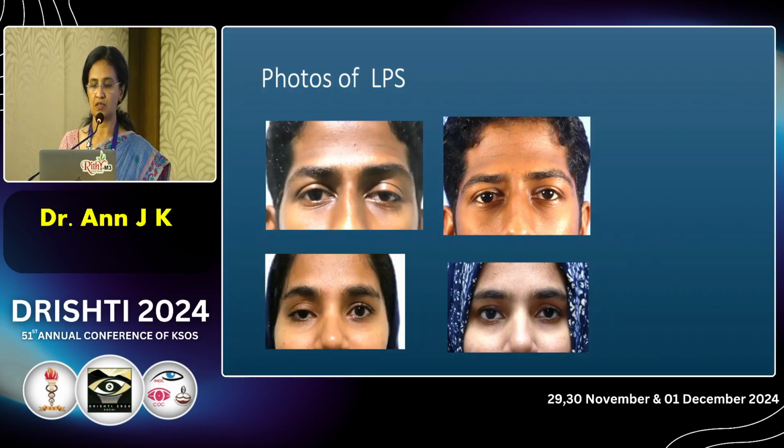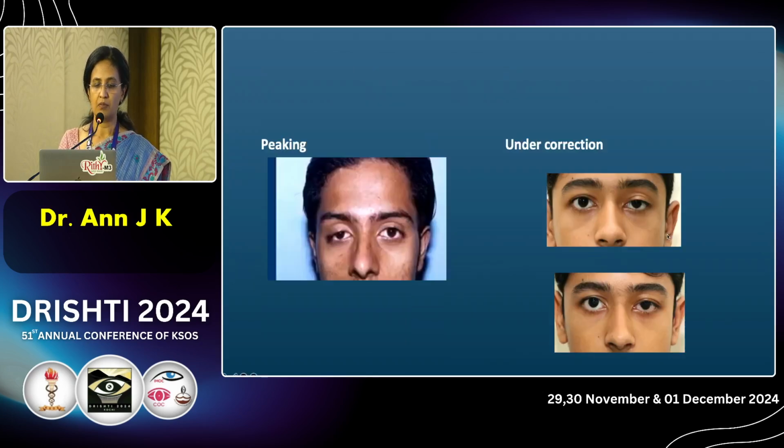So these are some of the good corrections I obtained, but complications can occur. This is peaking of the lid. There is some peaking in the medial part. Under correction: this boy had fair levator action, so it is a bit undercorrected. He may require a secondary procedure. Other problems are overcorrection, lid lag, etc.